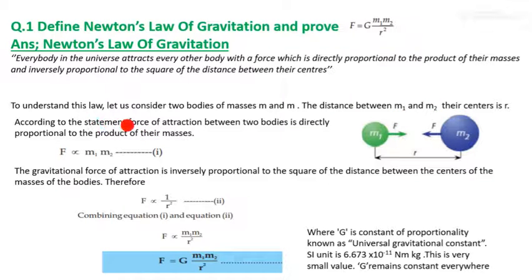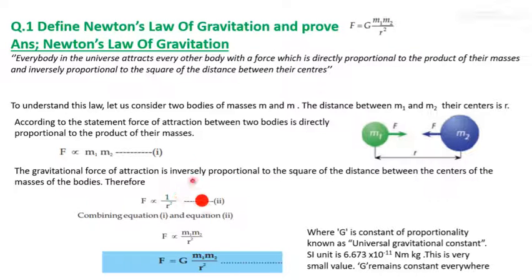According to this statement, the force of attraction between two bodies is directly proportional to the product of their masses. You can write it in mathematical form: force is directly proportional to the product of the masses. The gravitational force of attraction is inversely proportional to the square of the distance between the centers of the masses of the bodies. Therefore, we can write F is inversely proportional to 1 over r square, because the force of attraction depends upon the distance between them.